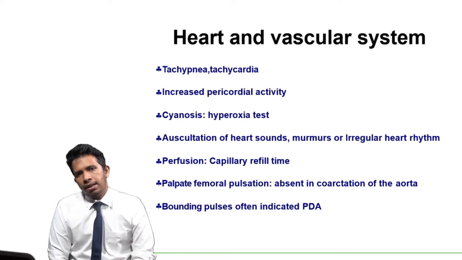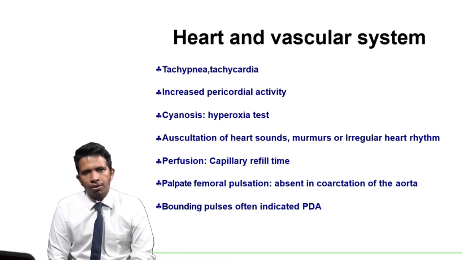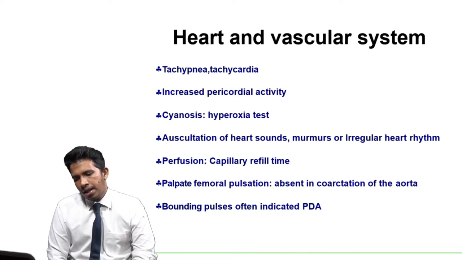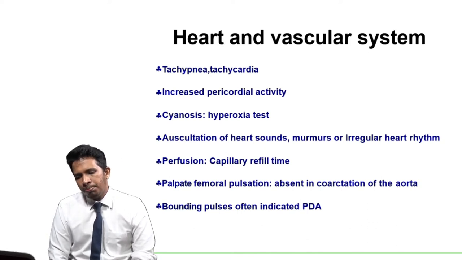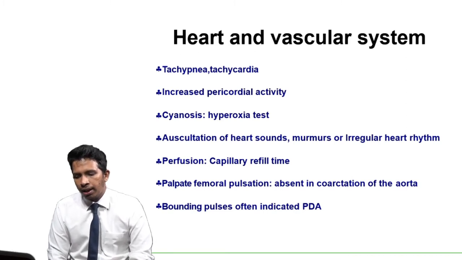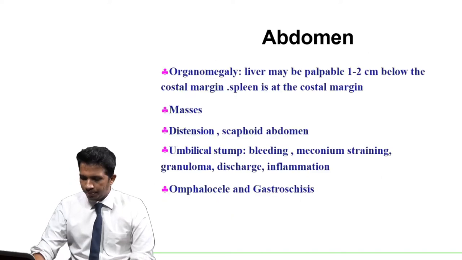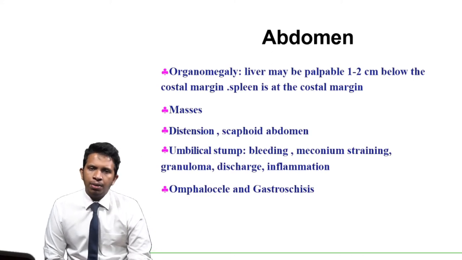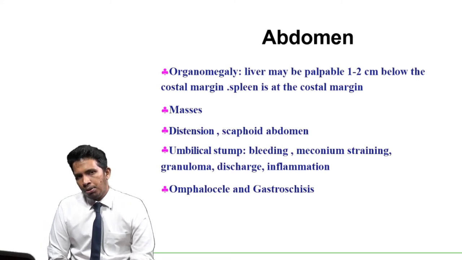Okay? Right. And then we check for perfusion, to see the perfusion of the peripheries with capillary refilling time. We also look for femoral pulsations and look for radio-radial delay or radio-femoral delay. If there is a radio-femoral delay, it is due to coarctation of aorta. Okay? Right. Once we are done with the heart, we will move to the abdomen.